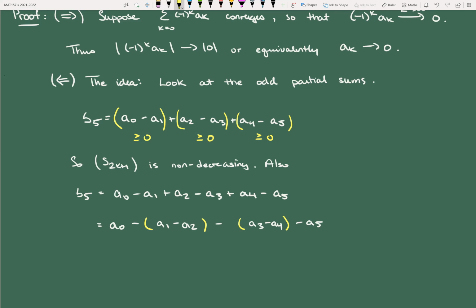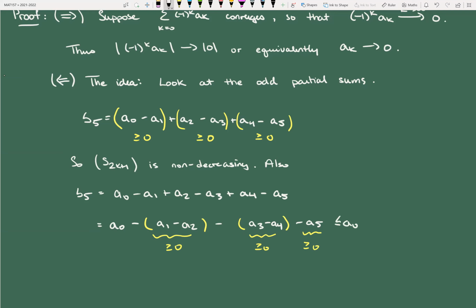Okay, so looking again at this, I've rewritten it in a slightly weird way, and I've had to re-bracket it because of lots of double minuses. Look at the way I've written this: the things inside the brackets are all greater than or equal to zero. So I've got a naught, a positive number, and I keep subtracting things from it. If I do this with S7, the same thing works. I keep subtracting non-negative terms, so this thing is less than or equal to a naught.